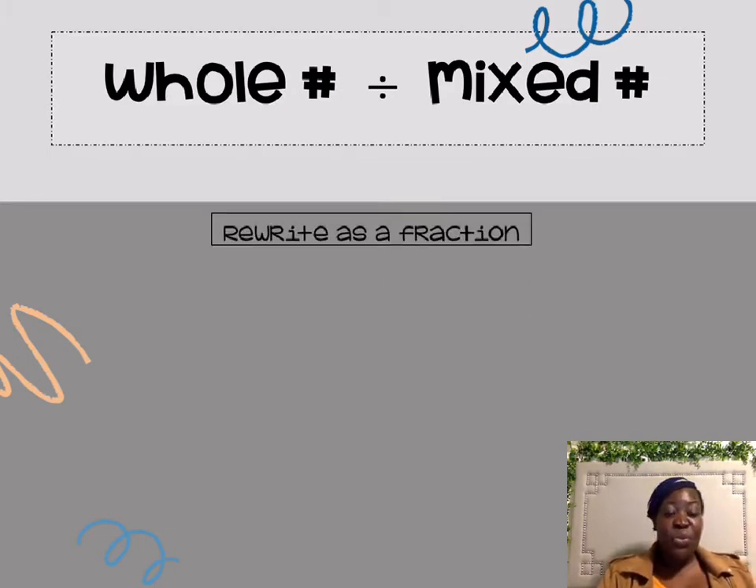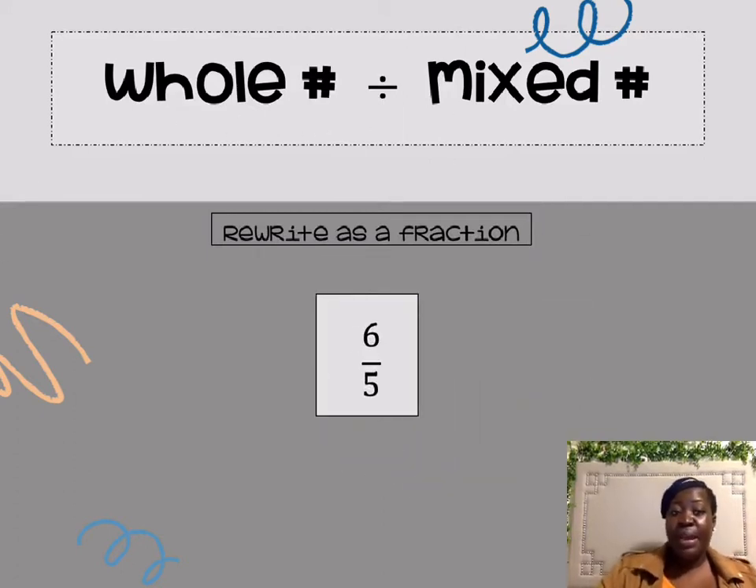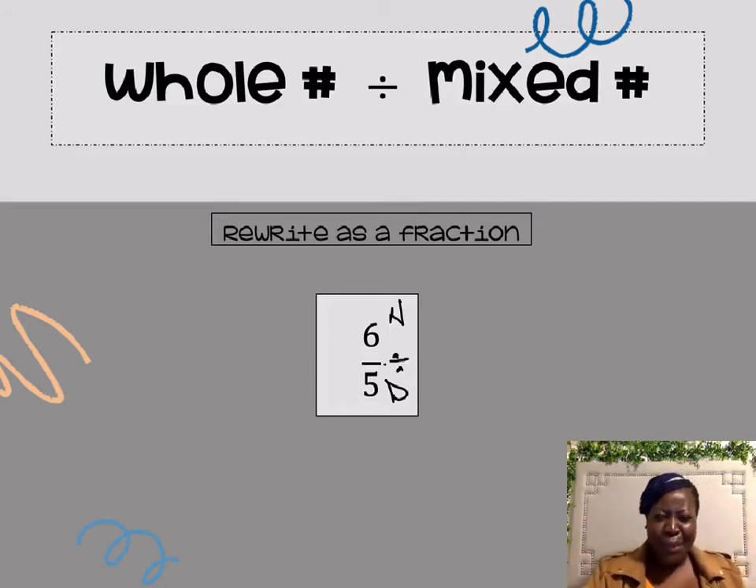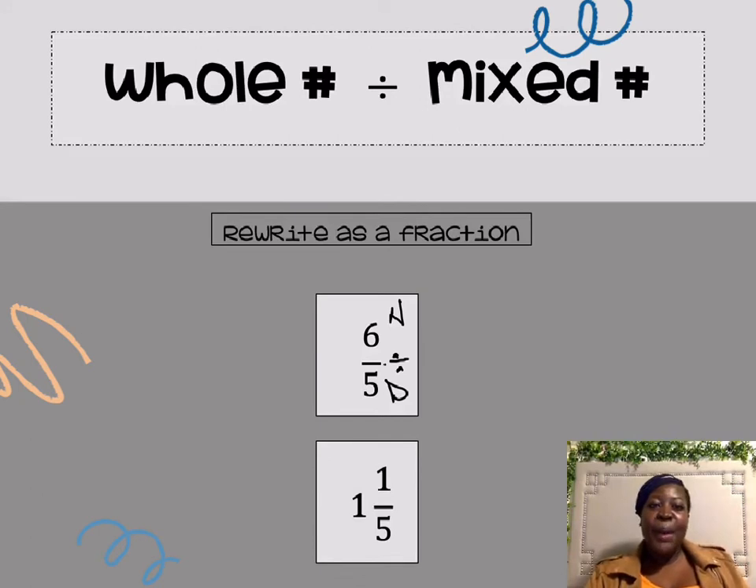Now we are going to rewrite it as a fraction, which is 6. Remember we said that is our numerator, and the 5 is our denominator. You see this line right here? That's the division sign, because a fraction is the same thing as division. And remember when we did it, we said that 6/5 is the same thing as 1 and 1/5.